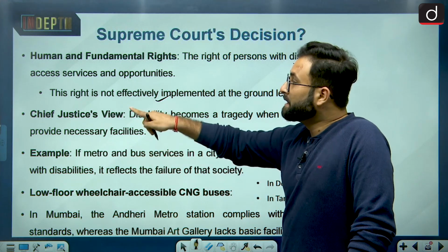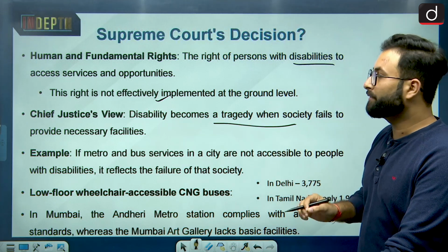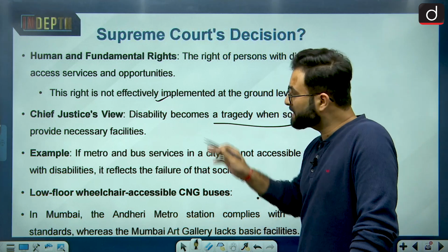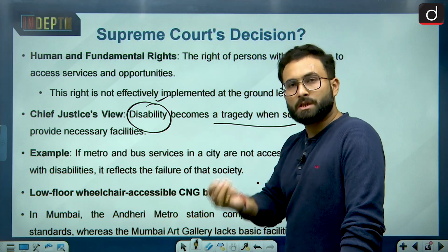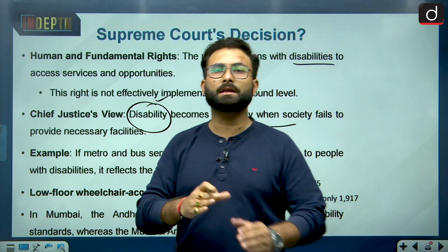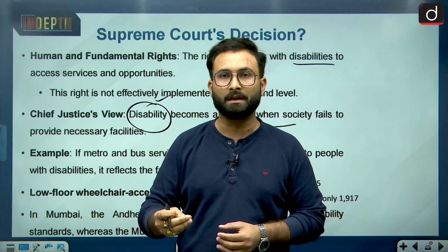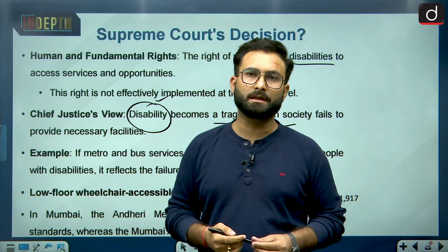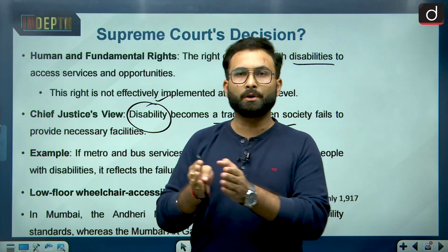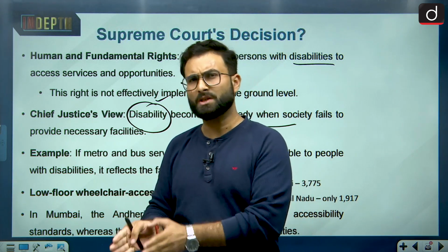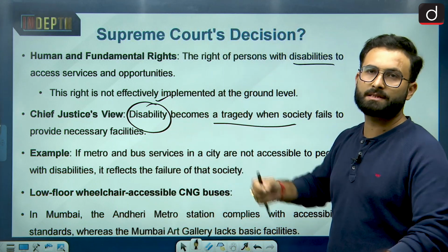Okay, moving further, the Chief Justice's view: disability becomes a tragedy when society fails to provide the necessary facilities. Basically, here it is said that disability is the consequence when society is ignoring the needs of that particular person, or is not able to provide the special facilities, or the basic facilities that are needed. If society or the state is not able to provide them, in that case you will face this consequence as disability.